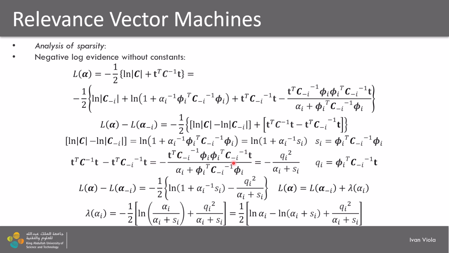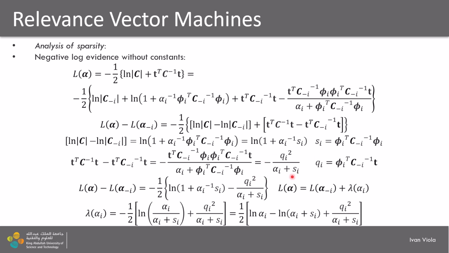So first of all, we can tidy it up a little bit by expressing another quantity, which is called q_i, and that quantity is calculated as the product of the row vector times the matrix, and then times the vector t. We will soon express what it actually means, also the sparsity.